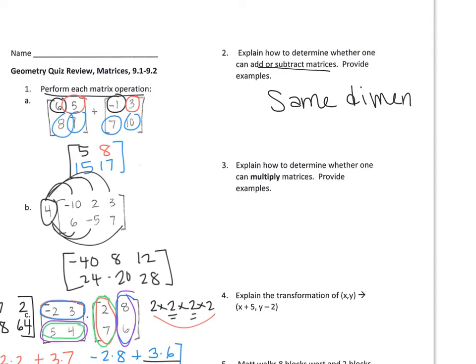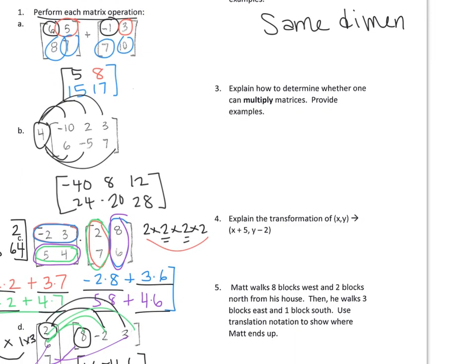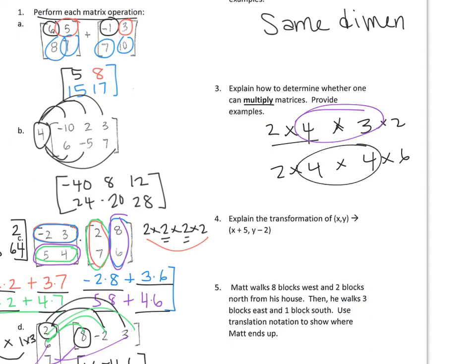And then number 3, explain how you can multiply them. In order to multiply them, the inside dimensions have to be the same. So these two you cannot multiply because these two are not the same. But you could multiply these two matrices because the inside dimensions are the same.